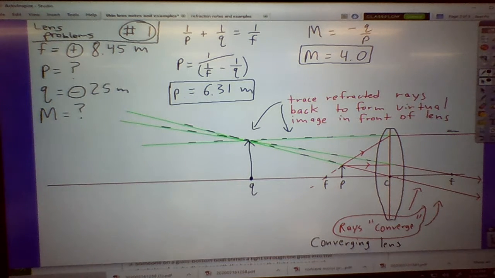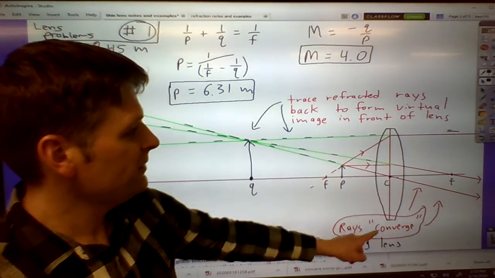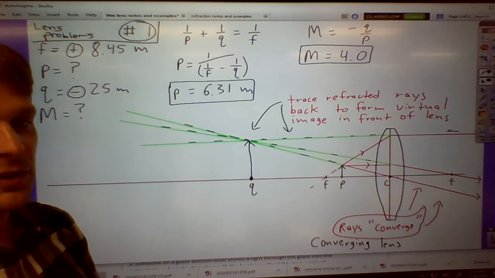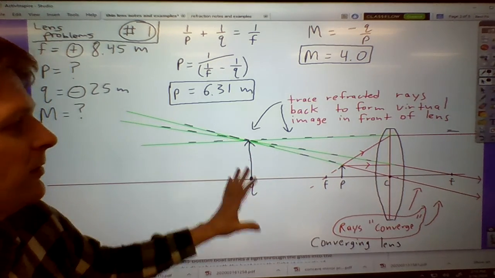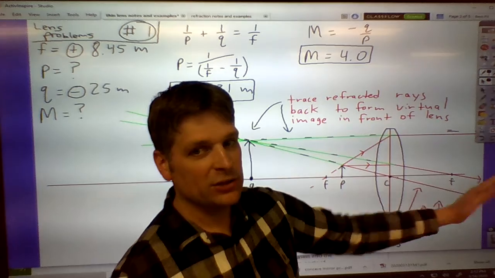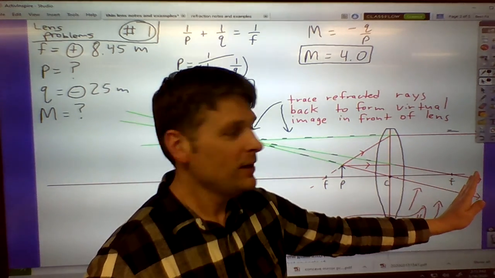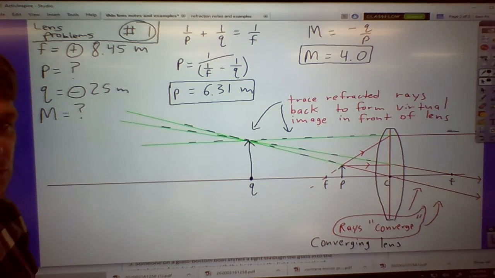Number one talks about a lens that has a certain focal length, and it also talks about being a converging lens. That means that it has this shape, and then it means that it has this sign. So let's review our sign convention chart before we start these. Also, it says that the image shows up in front of the lens. In this case, images in front of the lens are virtual. Images that would show up back here would actually be real because light can actually pass through and form an image on a piece of paper. But in this case, this would be a virtual image. So again, check your sign convention chart for that.